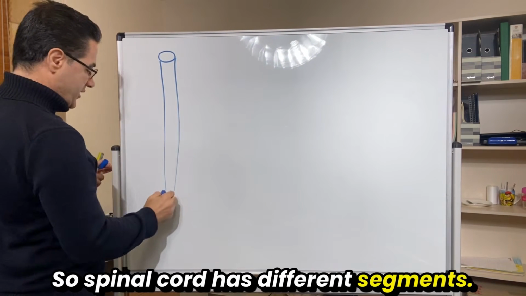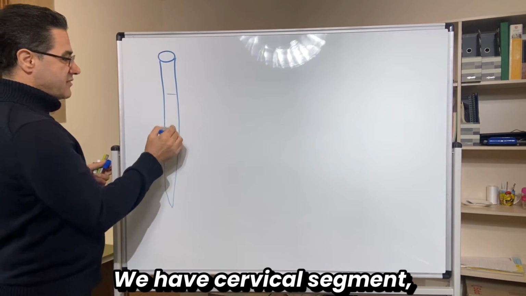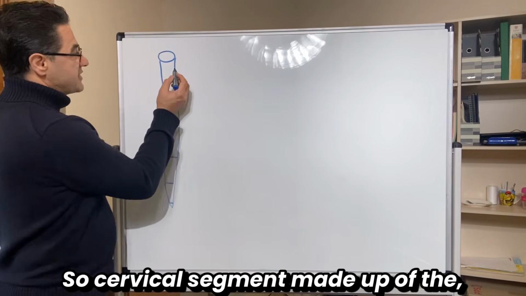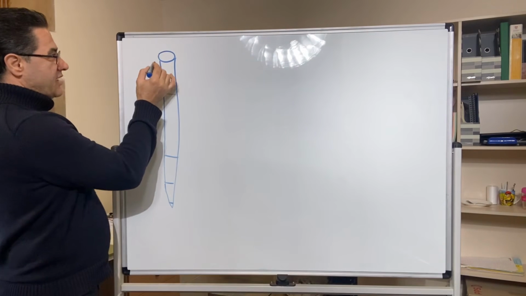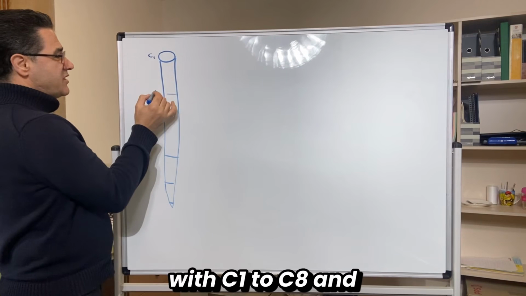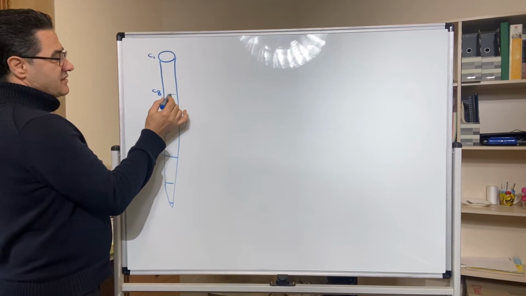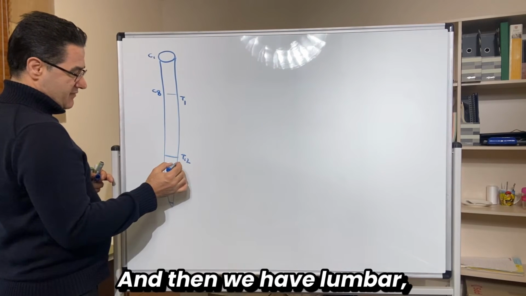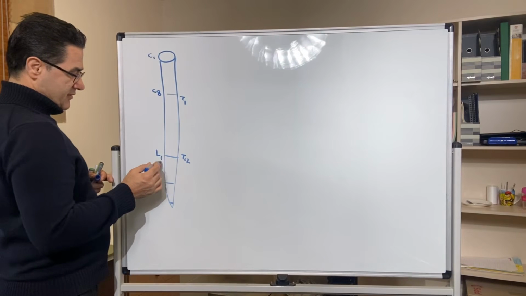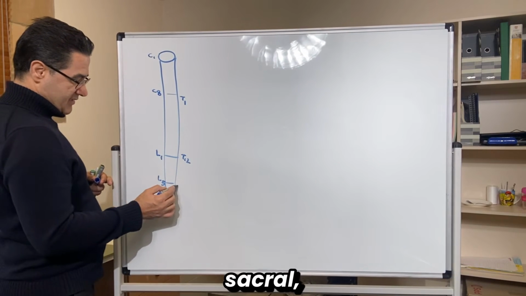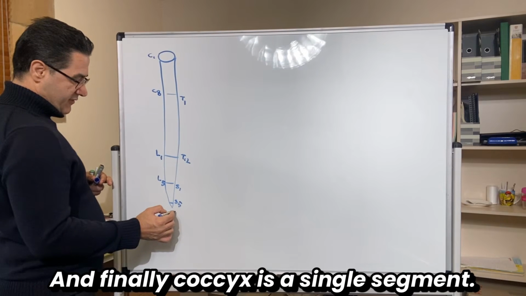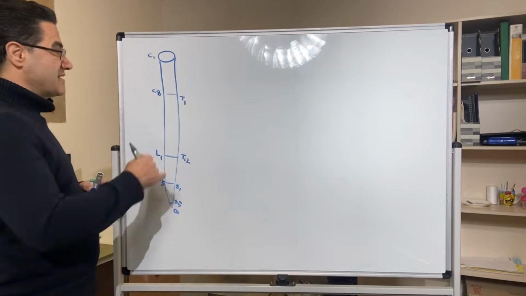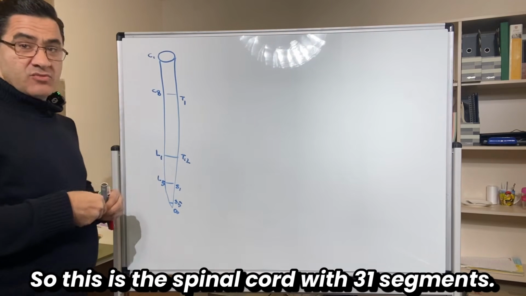So spinal cord has different segments. We have cervical segment, thoracic, lumbar, sacral, and coccyx. So cervical segment is made up of 8 segments. They are numbered with C1 to C8, and thoracic, they are numbered with T1 to T12 segments, and then we have lumbar segments L1 to L5, sacral S1 to S5, and finally coccyx is a single segment. So we have 31 segments. So this is the spinal cord with 31 segments.